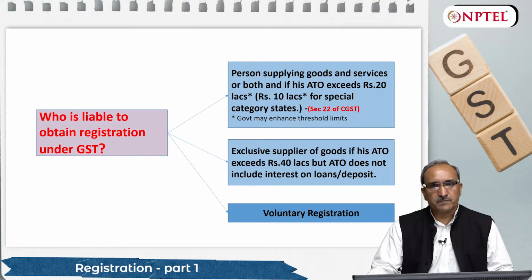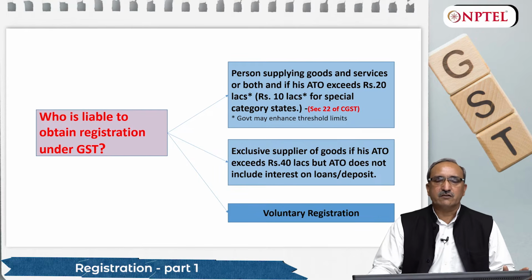In states of special category like Mizoram, Himachal, Arunachal, the threshold limit is 10 lakh rupees. So a person who has turnover in these states of 10 lakh rupees or more is supposed to take GST registration. The threshold limit varies from state to state. Some states may keep it anywhere from 10 lakh to 20 lakh. But in the rest of the country, in general, it is 20 lakh rupees.